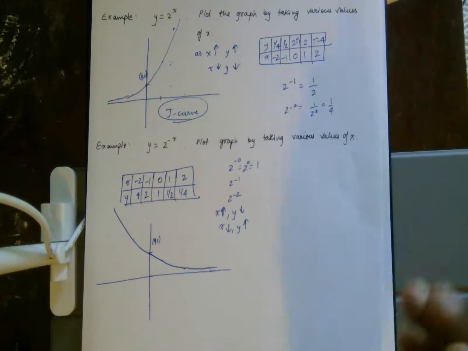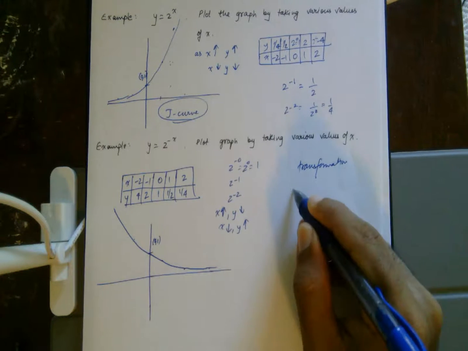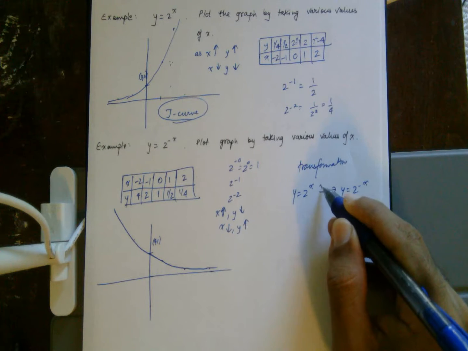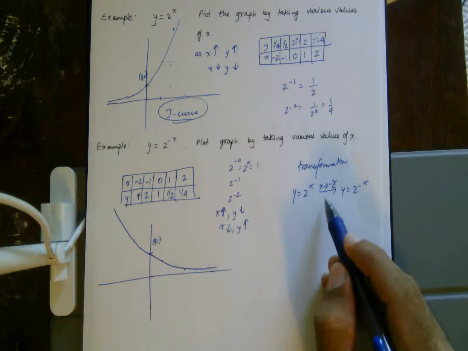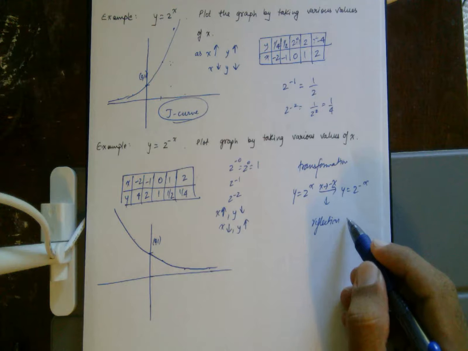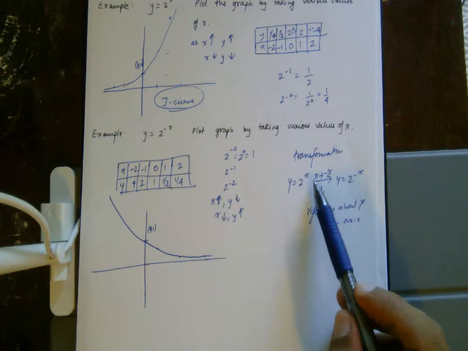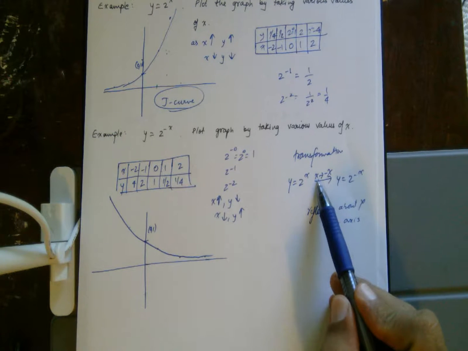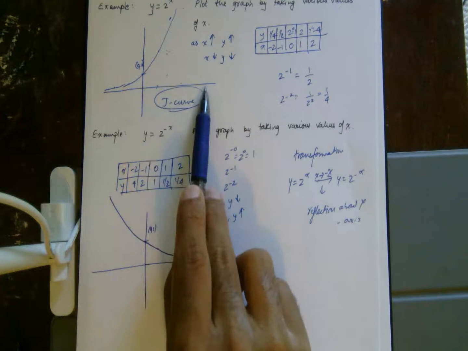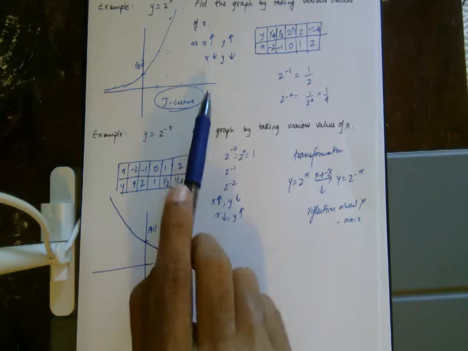Another way to view this graph is by thinking of transformation. So I can go from y equals 2^x to y equals 2^(-x) by replacing x by negative x. What that does is a reflection about the y-axis. Why? Because whatever input x, the input becomes its negative. So if the input was positive, it's now negative, and if the input was negative, it's now positive.